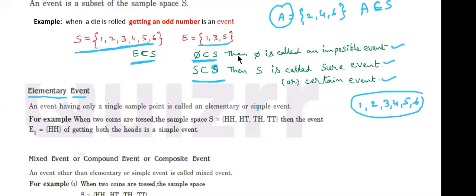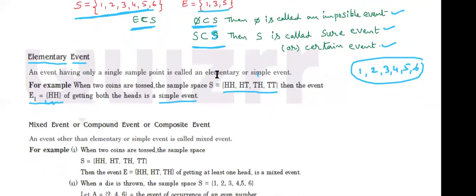For example, when two coins are tossed, the sample space is head head, head tail, tail head, tail tail. Then the event of getting both heads, only head head, is a simple event. Only one sample point is there. An event having only a single sample point is called an elementary event or simple event. Okay, all of you understood now?